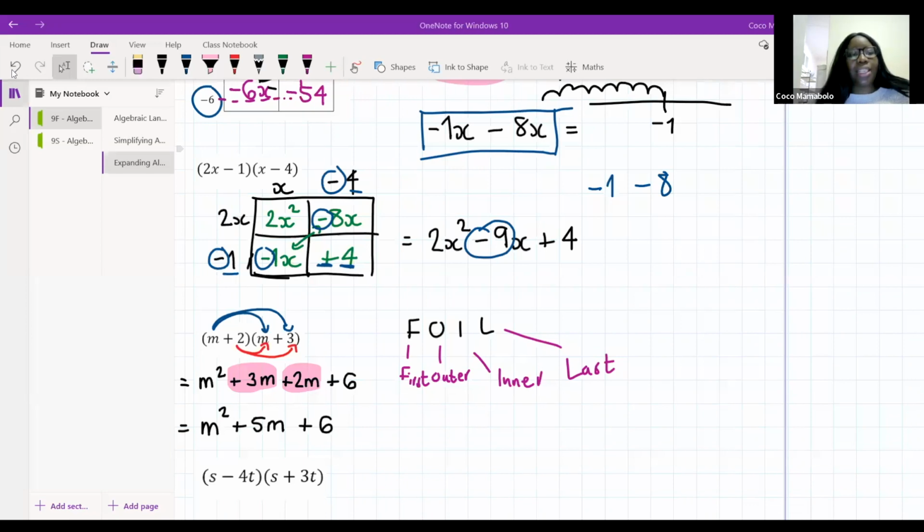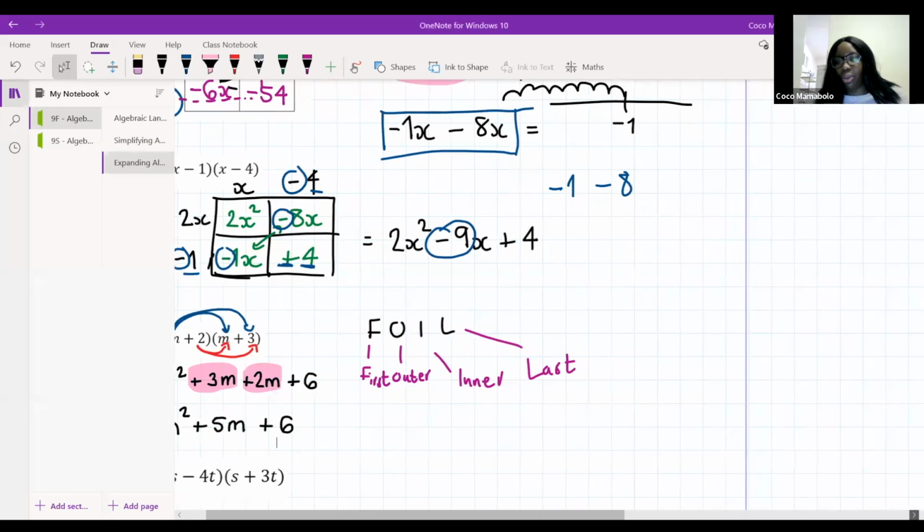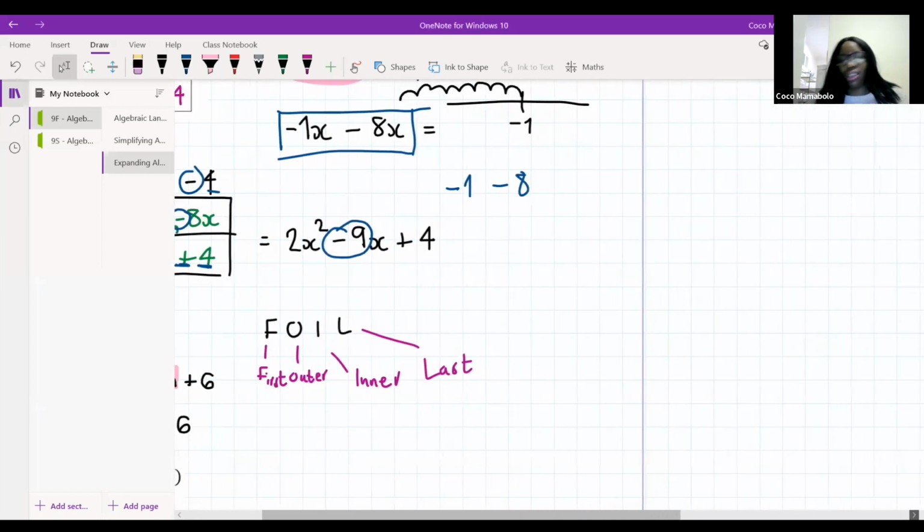Okay. And Pretender says, please, ma'am, do FOIL one more time. Absolutely. We're going to do another one. I'm just going to scroll over here because I don't want us to get to that example yet. We'll get to that example.